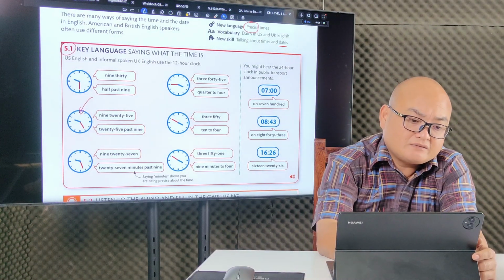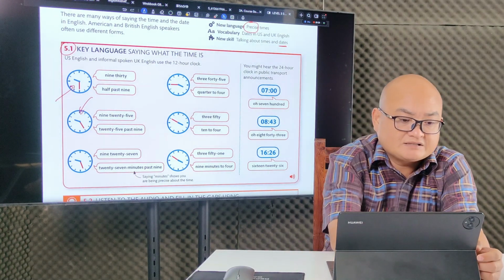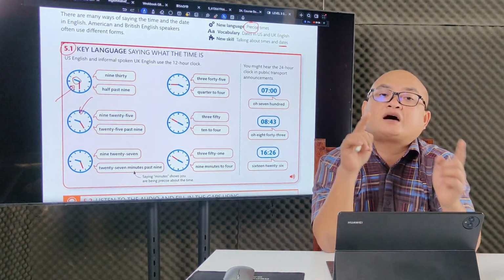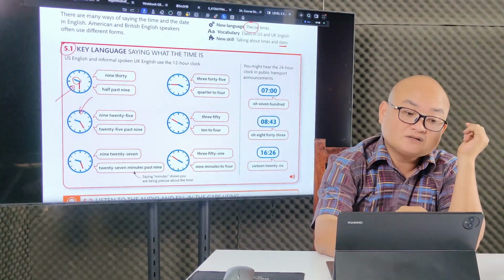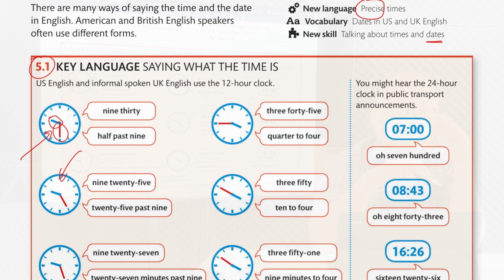So if you look at the first clock, it is 9 o'clock, right? We're going to say the time first. Okay, 9 o'clock. And also the minutes that this time has is 30 minutes. So we say it's 9:30, right? 9:30. So you can look at the next one.